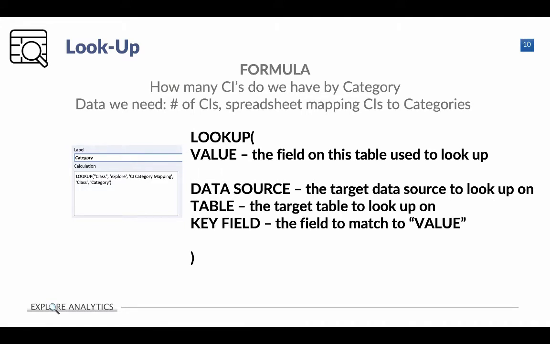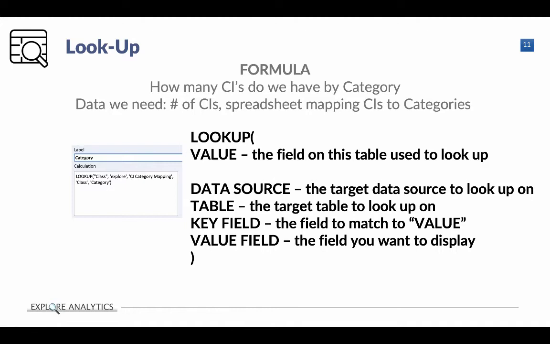Next, we're going to say, give us the table. So we're going to say which table we want to look up, and which key field we're going to match to value. In this example, we're looking in the Explore data source, looking at the CI category mapping table. That's the spreadsheet that has mapped the CI classes to categories. And then we want to find the row based on a key field that matches this value we're passing in. So in this case, our spreadsheet has a column called class that we're matching to the class that's on the incident table. And then lastly, the value field is the field you want to display.